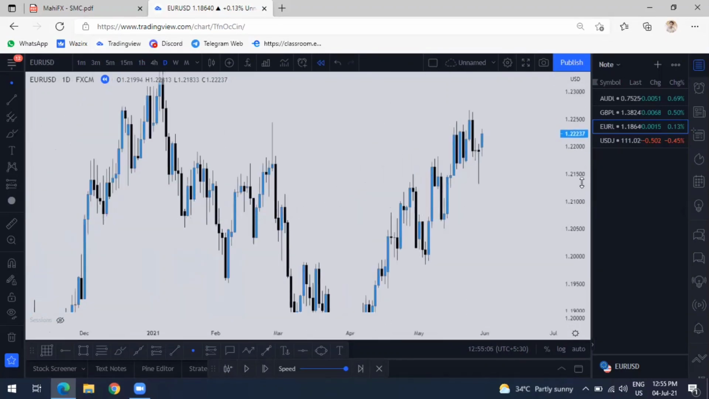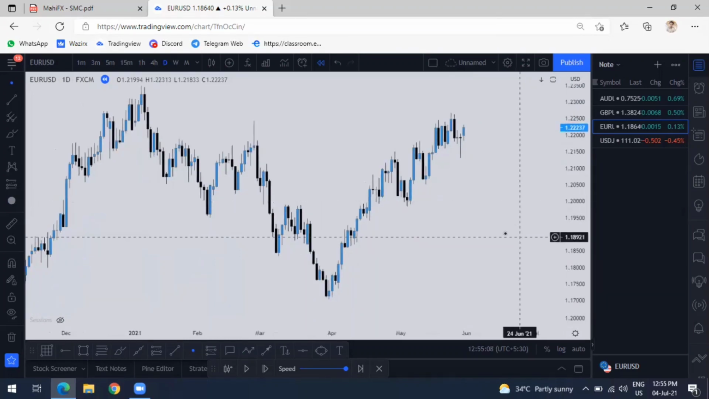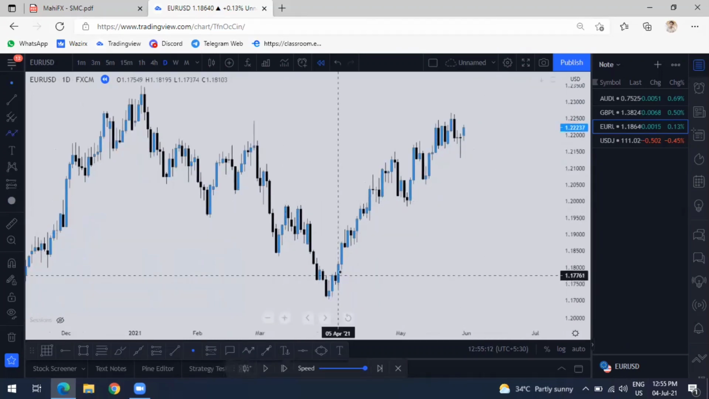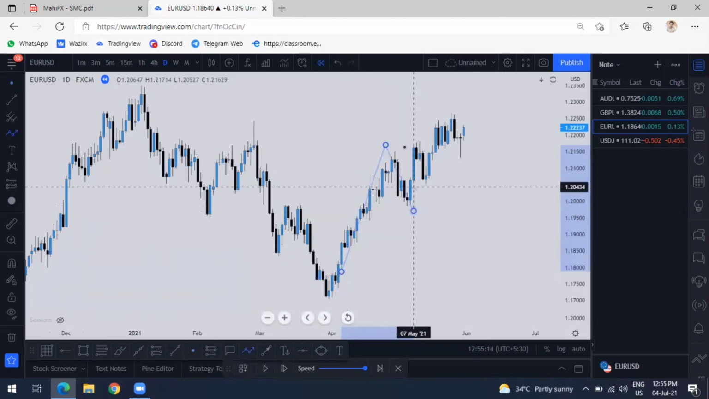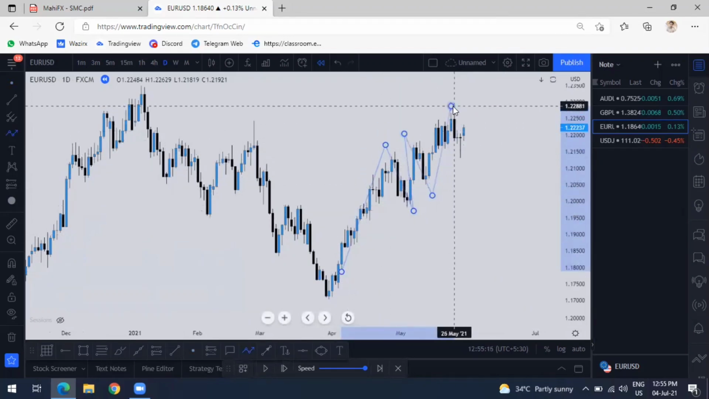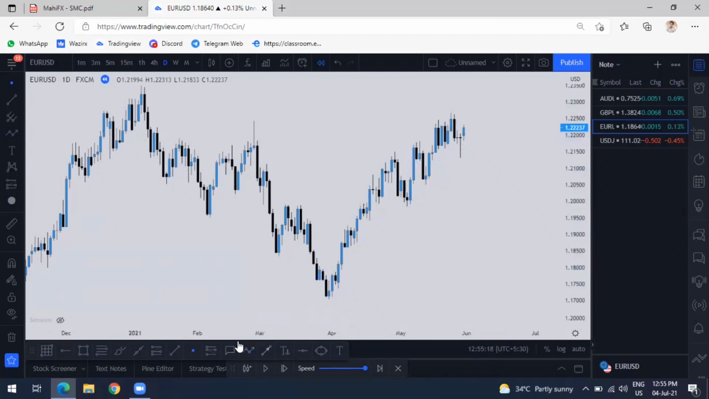Can you identify? We are in an uptrend. Yes, a clear uptrend, right? Because we can clearly see that we are making higher high, higher low, and higher high, higher low, and higher high.